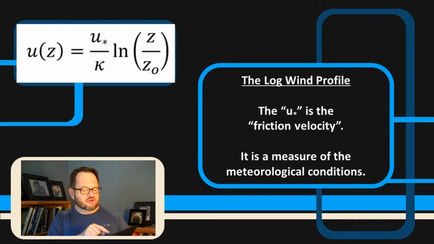There's another parameter in this equation for the log wind profile, that's u star. U star is the so-called friction velocity. We are going to learn more about this notion of the friction velocity in the rest of this module and in coming modules. It's called a velocity because it has units of velocity, like meters per second. But nothing is moving at the friction velocity.